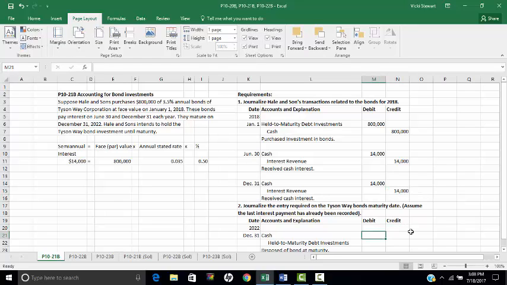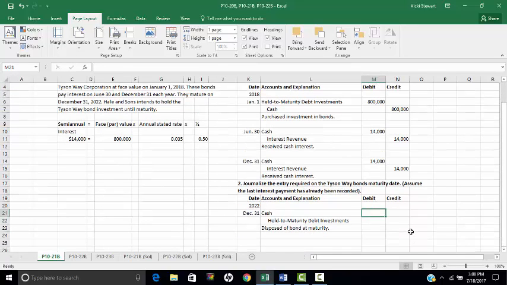Requirement 2 states journalize the entry required on the Tyson Way bonds maturity date. Assume that the last interest payment has already been recorded. So on December 31st, 2022, when the bonds mature, we would be paid the face or par value. So we would debit cash for $800,000 and we would credit held to maturity debt investments for $800,000.